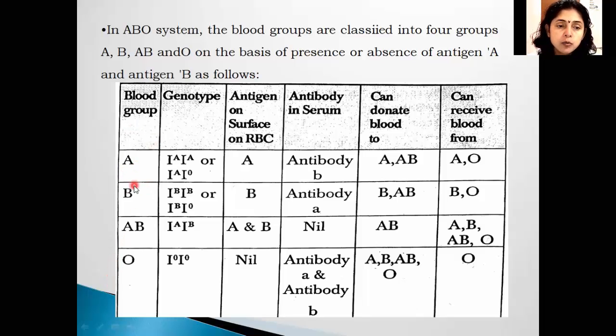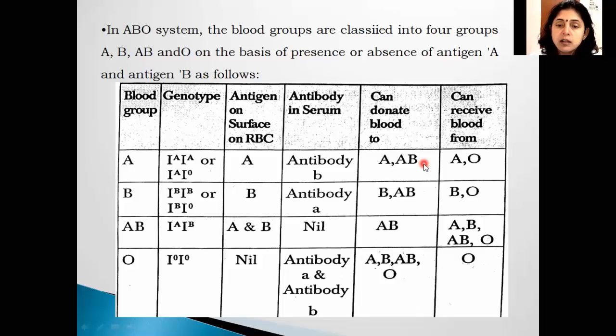For the A blood group, the genotype will be I^A I^A or I^A i, the antigen on the surface of the RBCs will be A, but the antibody produced in the serum is B. These can donate blood to A and AB, and can receive blood from A and O. O is the universal donor. AB is the universal acceptor, as you already know.